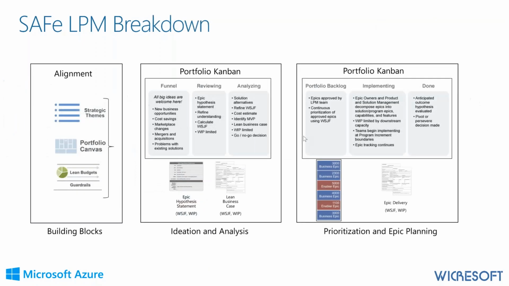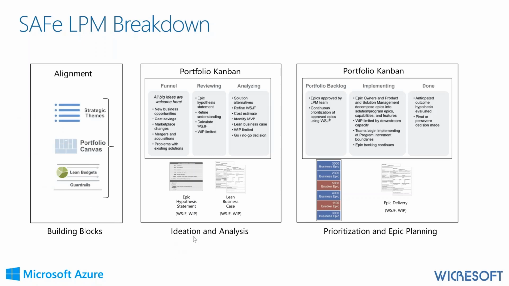If we break it down further, just for simplicity's sake, I've really added three sections within LPM. First, you have your building blocks, and we'll get into that in a second and what they're all about. But really what we're trying to drive is alignment. Leadership and the business have defined a strategy. We have to apply that and align it to our portfolios. And then we have an amount of funds that we are going to invest through lean budgets.